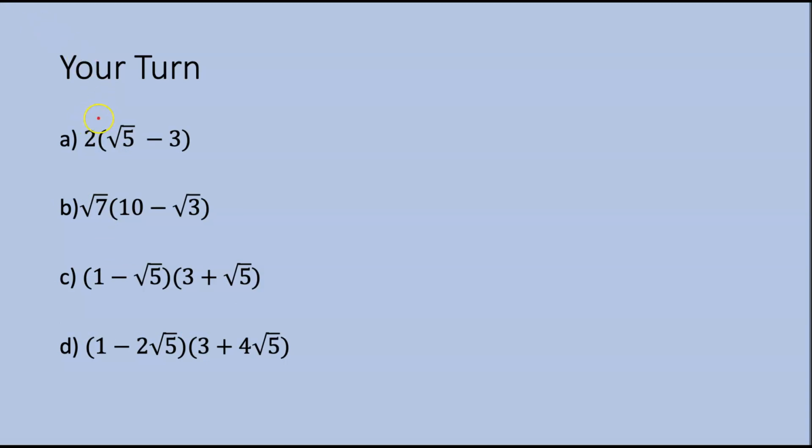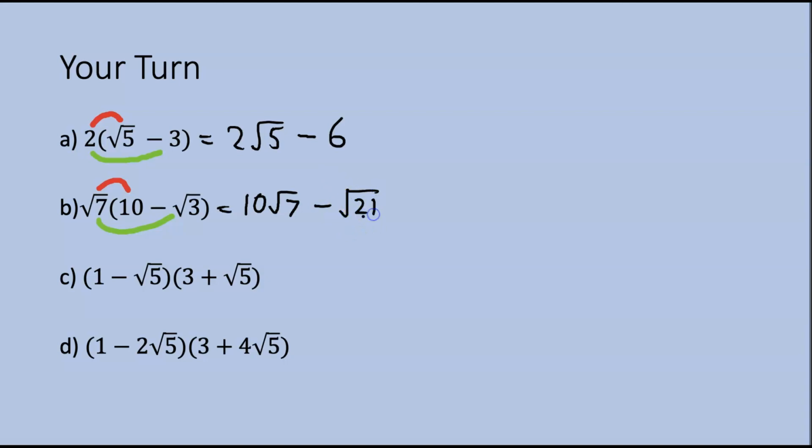Okay, now let's go through the answers. 2 times root 5 gives me 2 root 5. 2 times minus 3 gives me minus 6. Root 7 times 10, I join them together again. That gives me 10 root 7. I always write the number before the surd. Root 7 times minus root 3, I get minus 7 times 3 is 21. So I've got root 21.